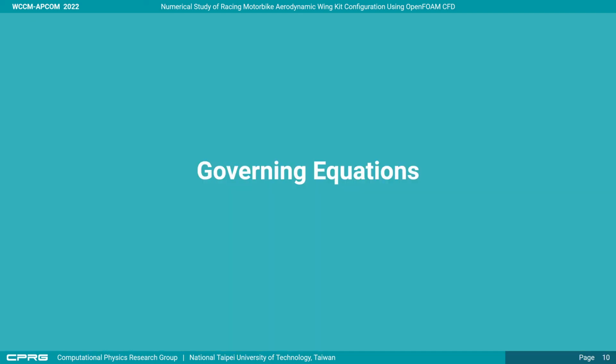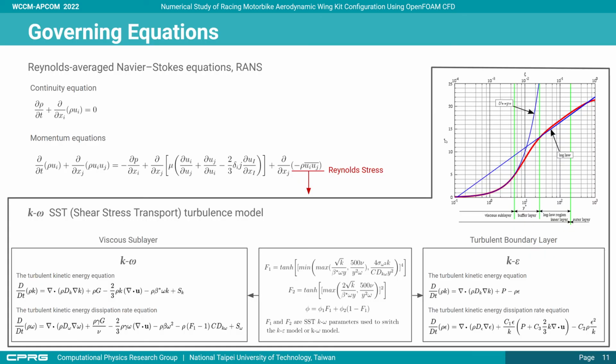Governing equations. We use Reynolds-averaged Navier-Stokes equations, in abbreviation RANS, in this study. It contains a continuity equation and momentum equations. To solve the Reynolds stress, we use the k-omega shear stress transport turbulence model. Based on the characteristic of the near-wall function, in the viscous sublayer, use the k-omega equation. In the turbulent boundary layer, use the k-epsilon equation.